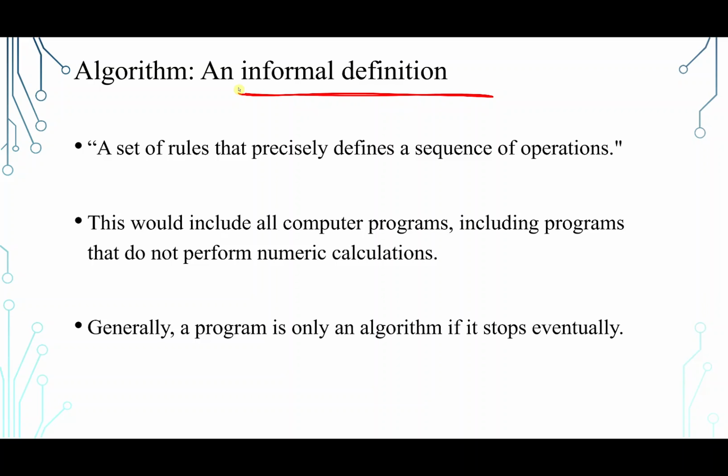So this would include all computer programs, including programs that do not perform numeric calculations. Generally, a program is only an algorithm if it stops eventually. An infinite algorithm is not a good algorithm. An infinite program is not an algorithm in the first place. So even if we are not doing any numeric calculations, and if you say a program is an algorithm, then you should know that we could have many algorithms within that algorithm.